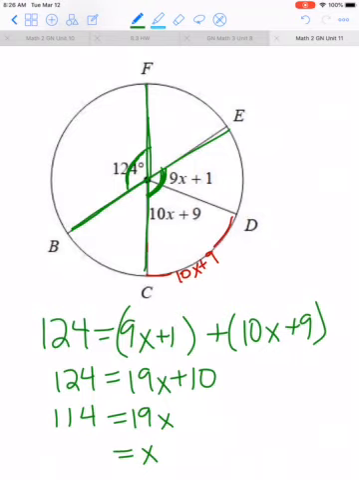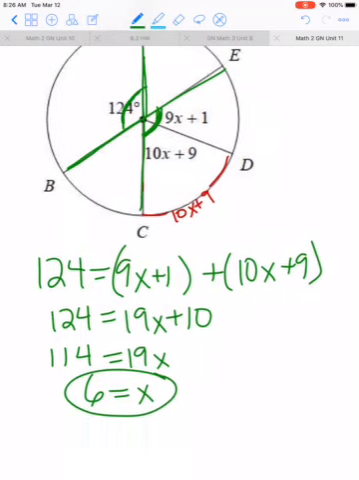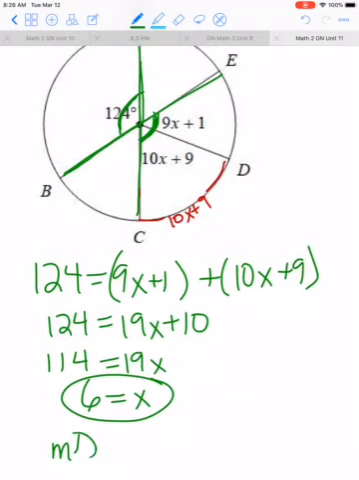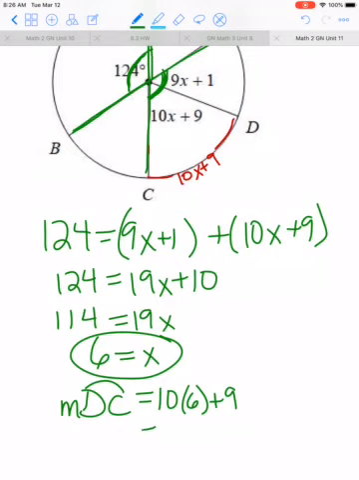And I should have my calculator out. You can get decimals on these, but a lot of them do end up being nice whole numbers. This one here, we actually get the whole number 6. And then we wanted to find DC, so the measure of, what was it? Yeah, DC is 10x plus 9.